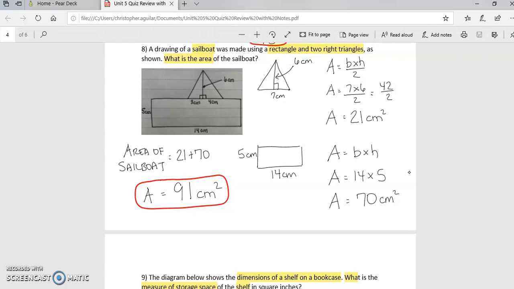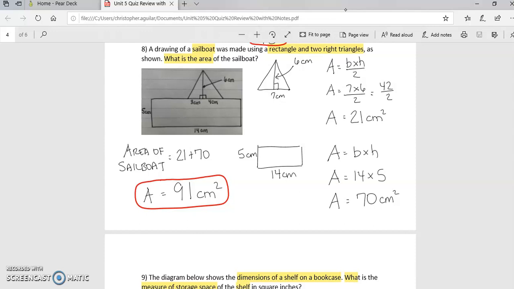So 3 plus 4, because they're side by side, I can combine them, gives me 7 centimeters as my base. The height of the triangle is equal to 6. So my area formula for my triangle is base times height divided by 2. So 7 times 6 is 42. 42 divided by 2 is 21. So the area of just the triangle is 21 centimeters squared, just the sail part.